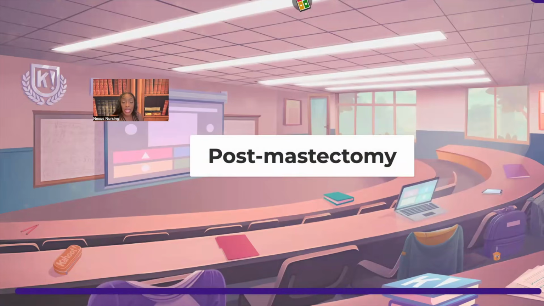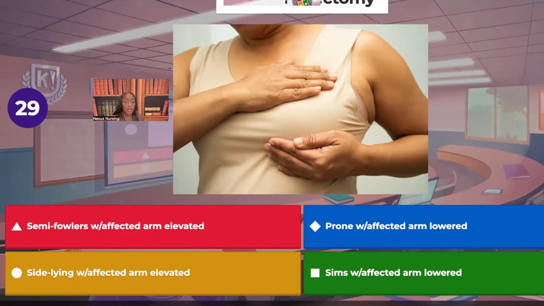Post-mastectomy. Your patient just had a mastectomy. How are you going to position them? Semi-Fowlers with the affected arm elevated, prone with the affected arm lowered, side lying with the affected arm elevated, or Sims with the affected arm lowered. After your patient's had a mastectomy, how are you going to position them? If you were not able to join the Kahoot, that's fine. Just put in your answer on the live.